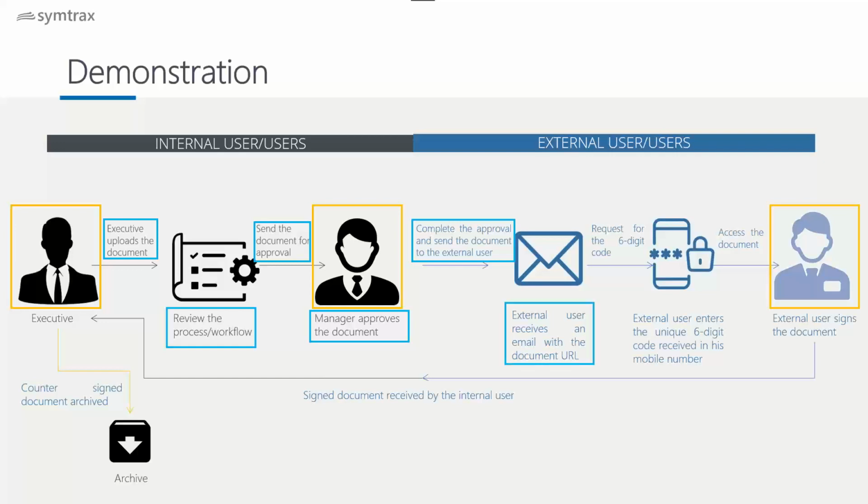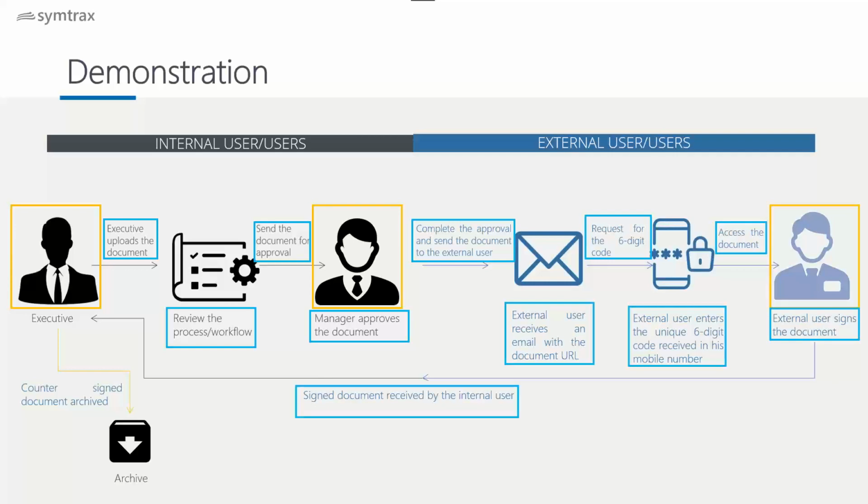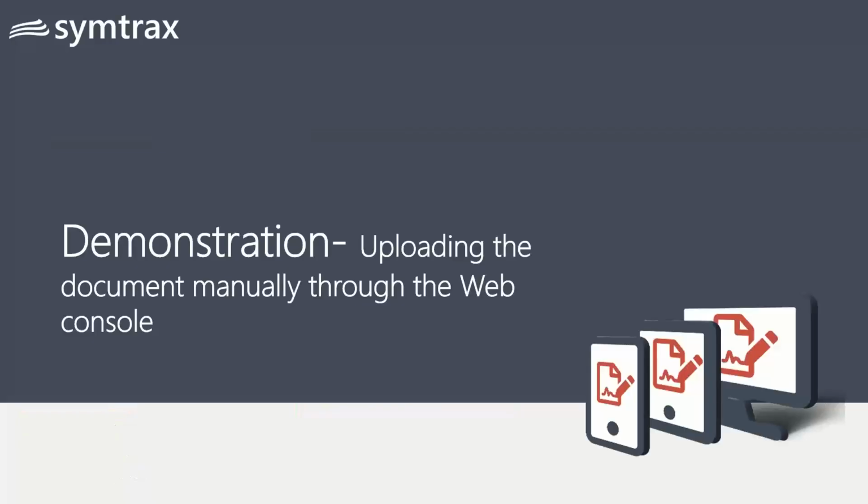After receiving the email, the recipient can click the URL to access the document, where he'll be prompted to enter a 6-digit unique code. After that, he'll be able to access the document and furnish his e-signature. The signed document will then be automatically sent as an email to the executive, where he can countersign the document, and the final document can be archived. So we will move on to the demonstration.